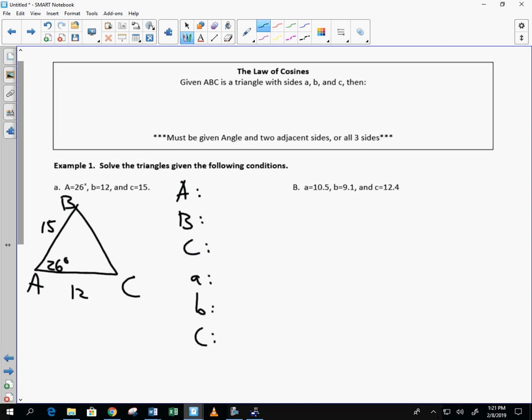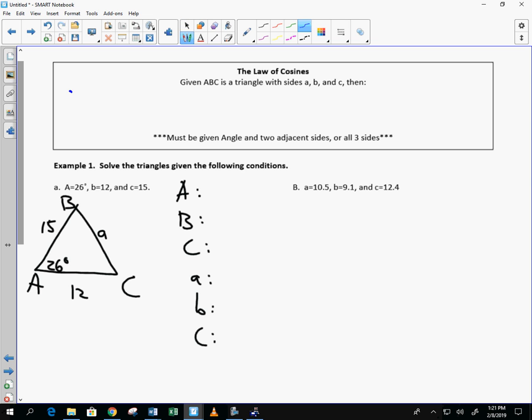Nobody ever told us. Everybody said the law of sines works awesome because we have an angle and its opposite side, but nobody ever said, what if you don't have that opposite side? What the heck do we do? Well, there's a formula. It's called the law of cosines, and I'll write it out for you.